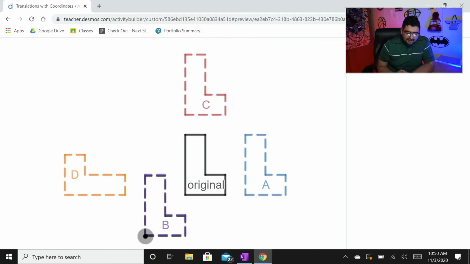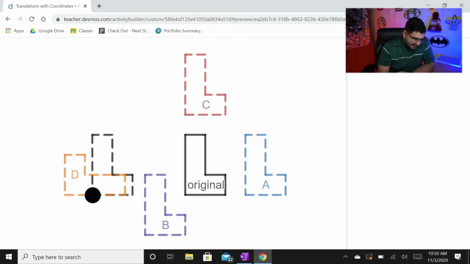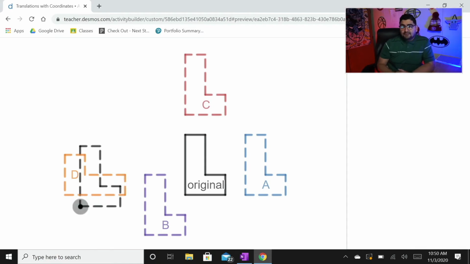Okay. And this is what a translation looks like. Alright, here we also have an example of what a translation doesn't look like, and that's there in the orange. That's the shape D. If you look, it doesn't matter how I move this, it'll never match up with that orange shape. Okay, and that's because it looks like to me that they've also rotated this and reflected it, which is not what translations are about.